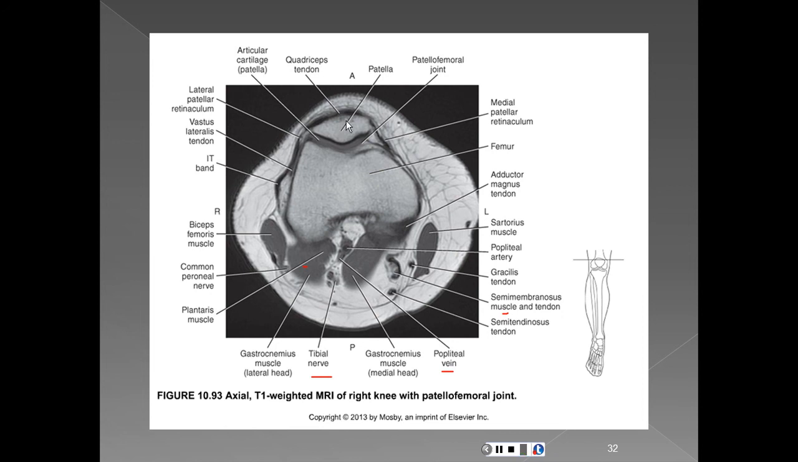thigh. Quadriceps tendon attaching to the patella right there, and then you have the articular cartilage of the patella. Very important to identify in MRI. T1 weighted or proton density weighted MRI is excellent at that. You want to also get a good picture of the IT band, make sure that that is indeed intact. Vastus lateralis tendon. See all of these tendons.